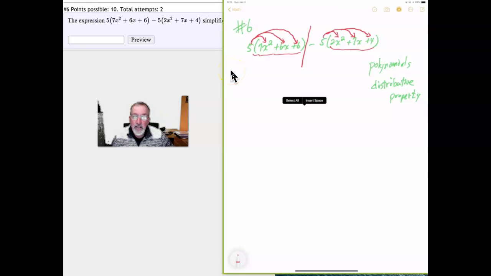We've got 5 times 7x squared. Well, 5 times 7 is 35, so we're going to end up with 35x squared. And then we've got 5 times positive 6x. That's going to give us positive 30x. And then 5 times 6, that's positive 30. And then on the other side, we have -5 times 2x squared. Well, that's -10x squared. -5 times 7x, that's -35x. And then -5 times positive 4, that's -20.